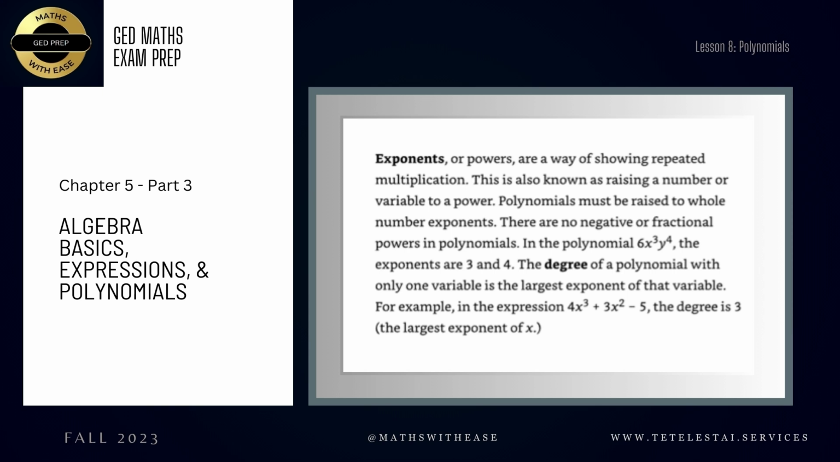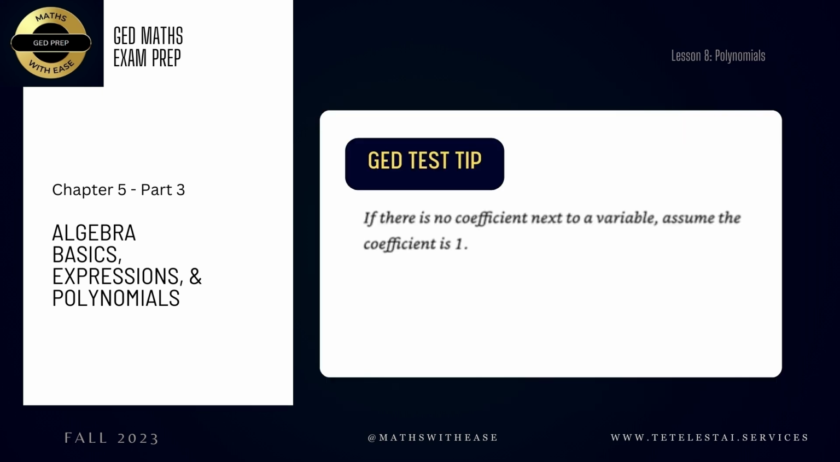The degree of a polynomial with only one variable is the largest exponent of that variable. So for example, in the expression 4x cubed plus 3x squared minus 5, the degree is 3 because 3 is the largest exponent of x. And just reiterating, if there's no coefficient next to a variable, just assume that the coefficient is 1, as seen many times in previous lectures, and we just discussed earlier today as well.